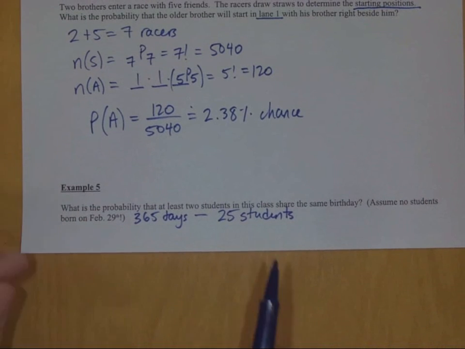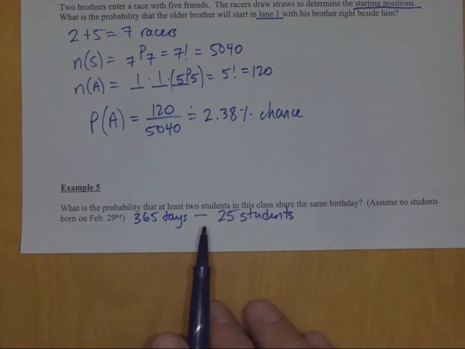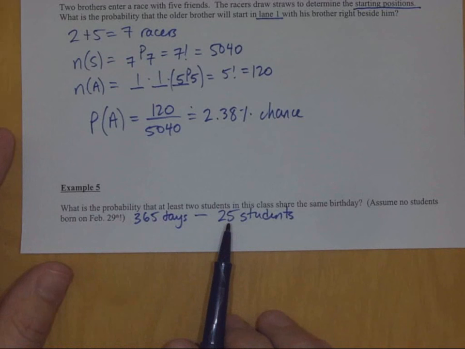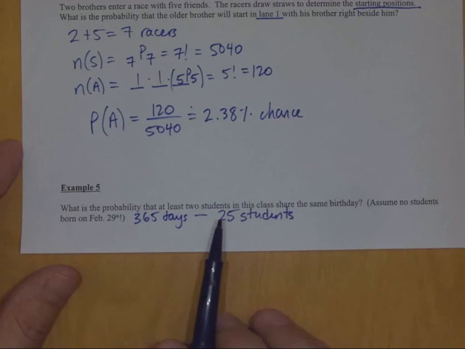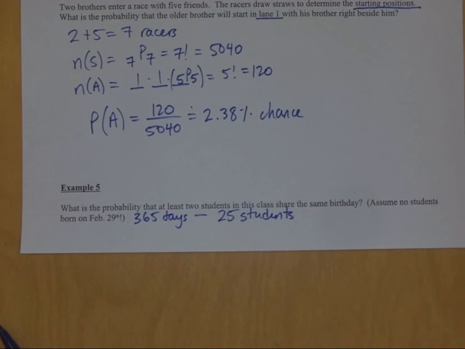Okay? So that's how I want you to answer this question. I'm going to give you some time to think about it. I won't take it up with you until I get back, but definitely please think about this birthday question, example 5. So with 25 students in our class, let's say, there are 365 days of the year, I want to know what's the probability that at least 2 students in this class share the same birthday.